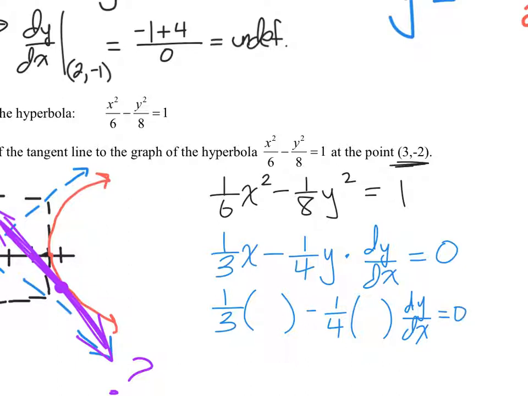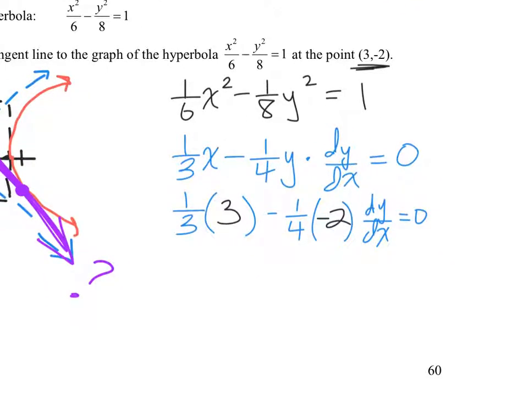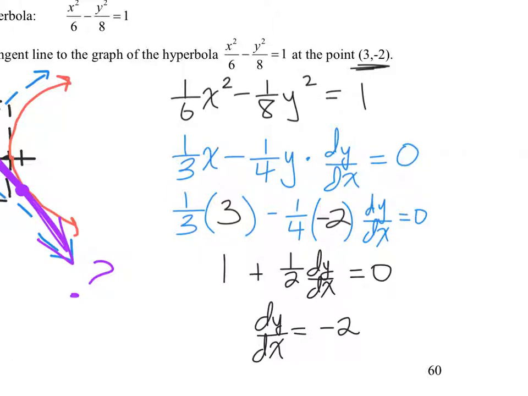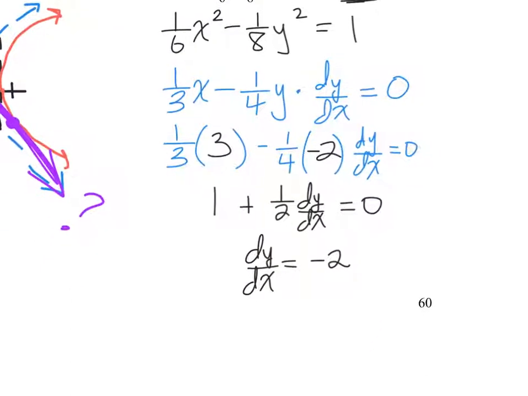It's going to be easier to move the numbers around than it is to move the letters around and then replace them with numbers. So 3 goes there, -2 goes there. We get 1 plus 1/2 dy/dx equals 0. I'm going to subtract the 1 and then multiply by 2, so dy/dx would be equal to -2 at that particular location.